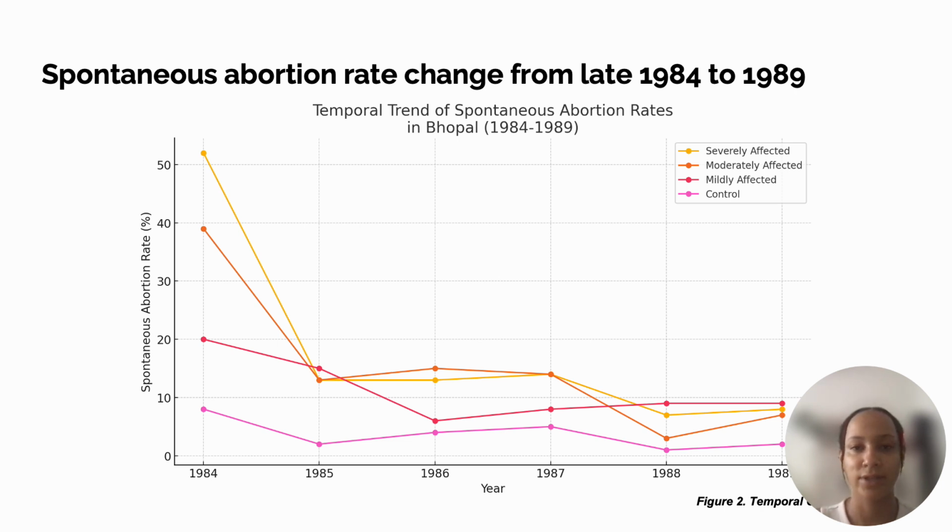The narrative here is clear. Immediately after the gas leak, women in the severely affected areas faced alarmingly high rates of pregnancy loss, a trend that echoes findings across multiple studies reporting elevated first trimester spontaneous abortions and neonatal mortality. These patterns provide strong evidence of both acute and lingering reproductive health impacts linked to MIC exposure, underscoring an overall adverse reproductive effect in the affected communities.